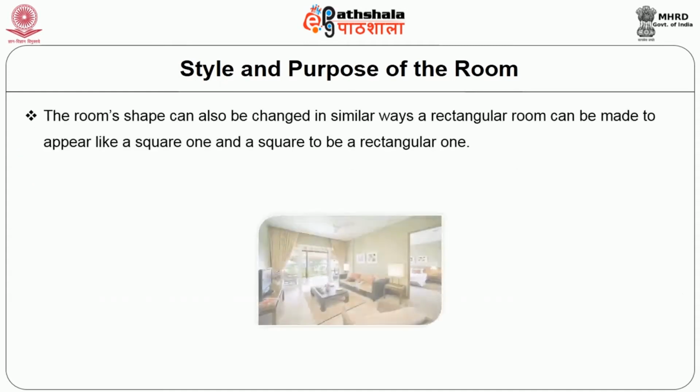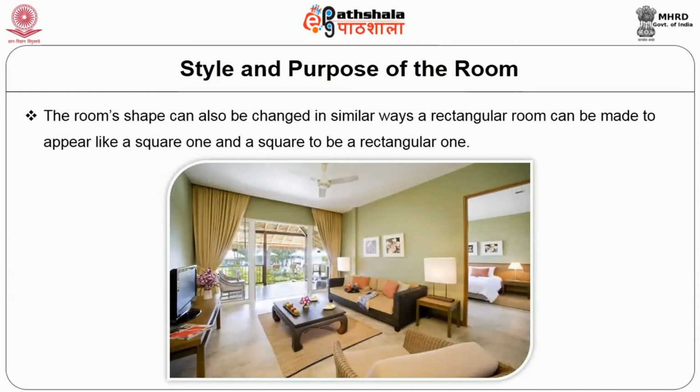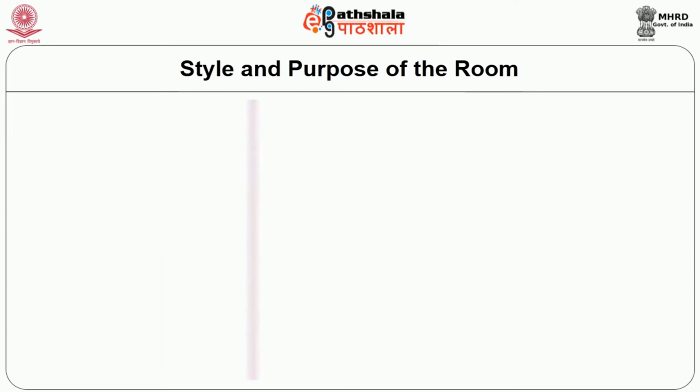The room's shape can also be changed in similar ways. A rectangular room can be made to appear like a square one, and a square can be made to look like a rectangular one. This can be obtained by alternating receding and advancing colors on four walls of the room, thereby changing the shape of the room. Thus, the room can be made to appear in a better proportion.